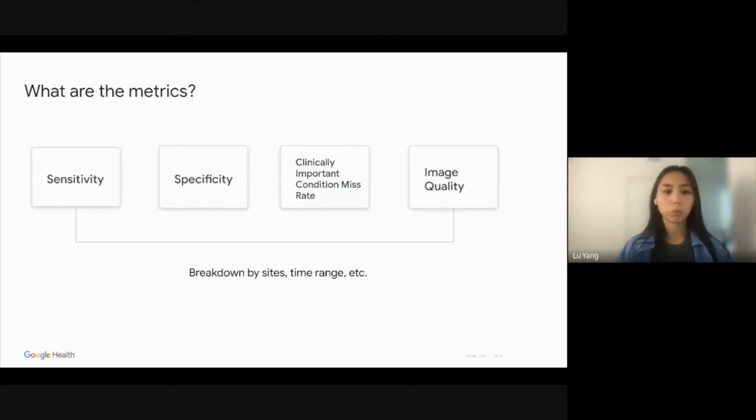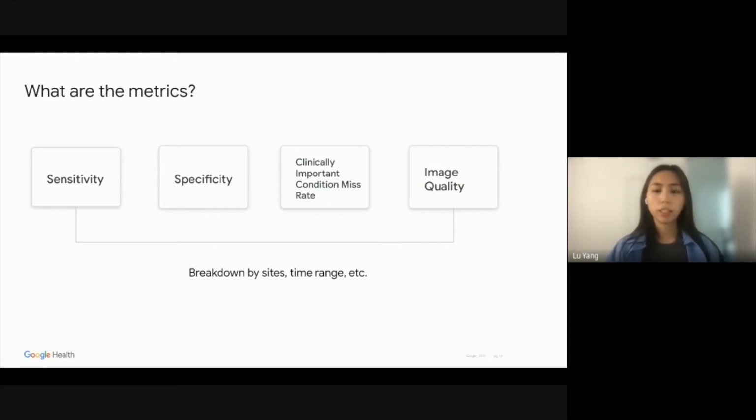Sensitivity refers to the proportion of patients who have DR or DME and have correctly received a positive result from ARDA. Specificity refers to the proportion of patients who do not have DR and DME and have correctly received a negative result from ARDA. Clinically important condition miss rate: those are the conditions that are especially important to catch so that patients can receive timely treatments. And that's something we would like to monitor.